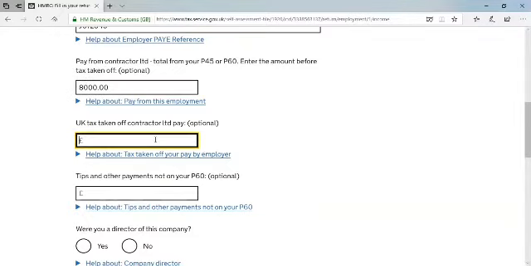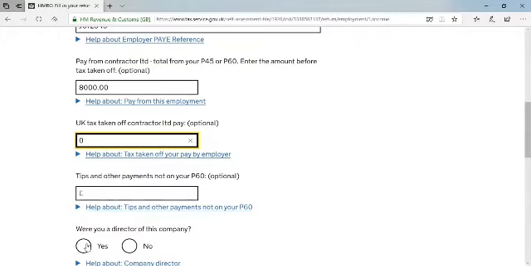It depends on how much salary you're receiving, but if it's under the national insurance and tax threshold, you shouldn't be paying any tax on it. So zero tax taken off. But if your P60 does show that you've had some tax deducted, this is where you would enter it. Tips and other payments you can ignore.